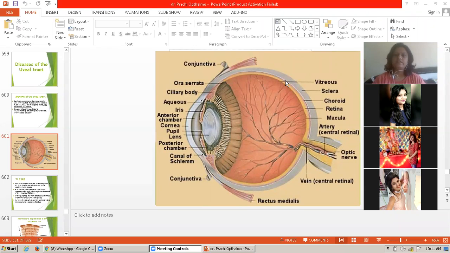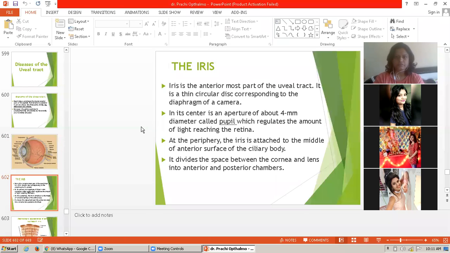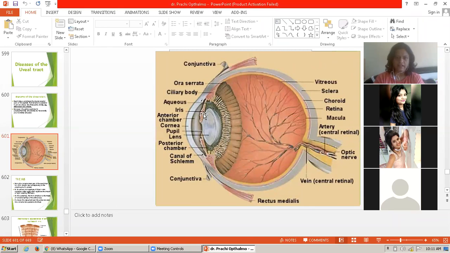So when we study the iris, this is the iris. The iris is the anterior most part of the uveal tract, and it is a thin circular disc corresponding to the diaphragm of a camera. So it is a thin anterior part of the eyeball.